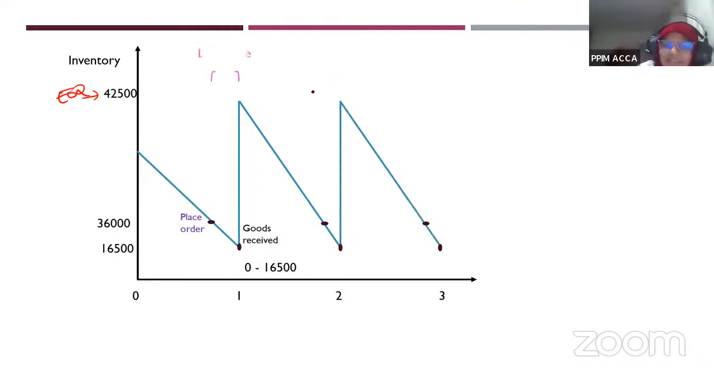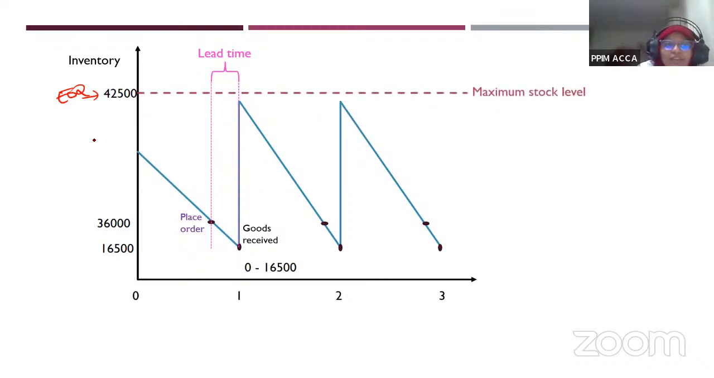Okay, so every month this will happen. The time between you placing an order and receiving the goods is called the lead time. The amount that you order, the quantity that you order, that's called the maximum stock level. This 36,000, the point where you place the order, is called the reorder level.